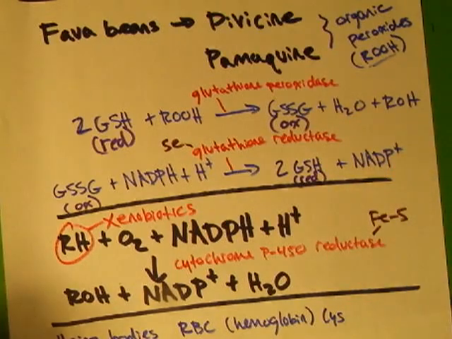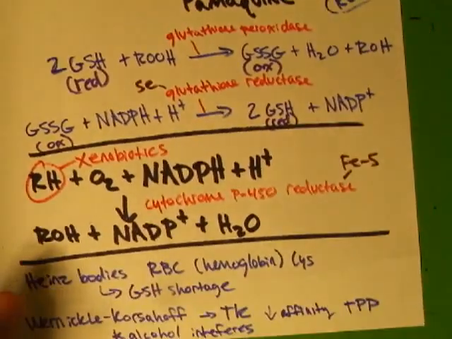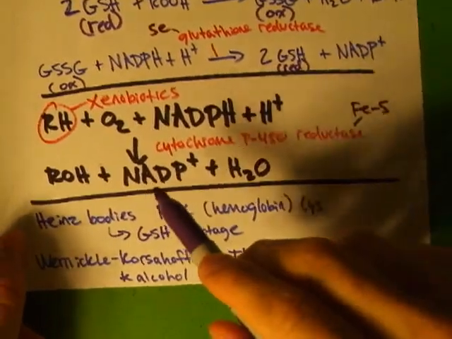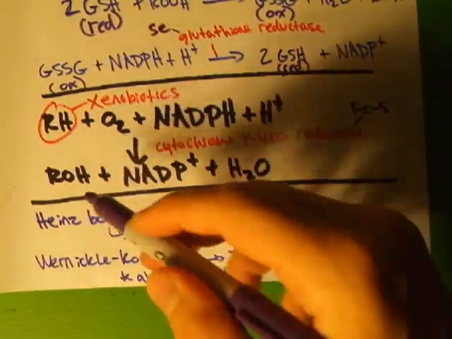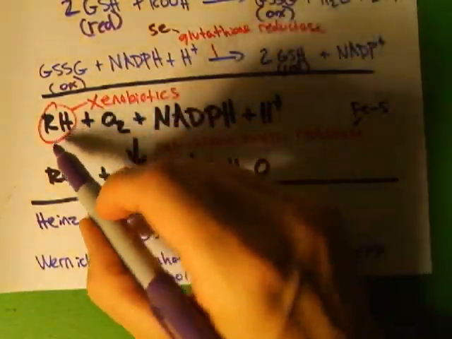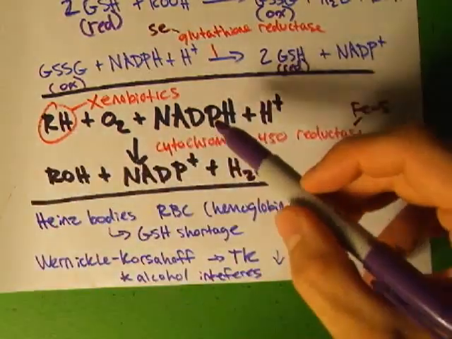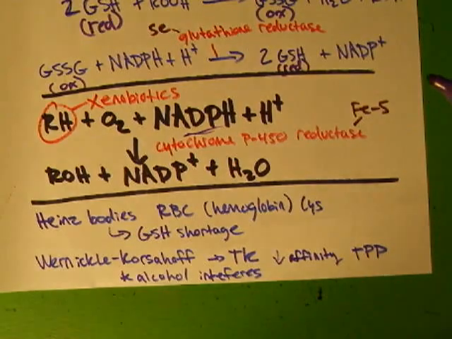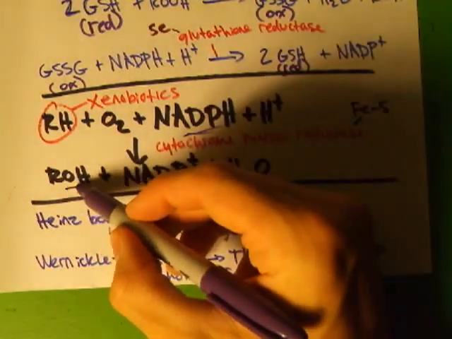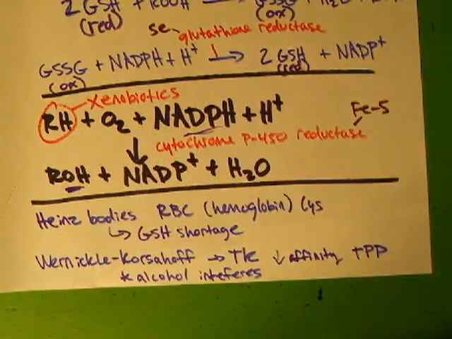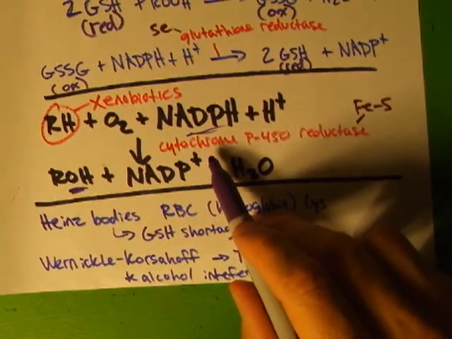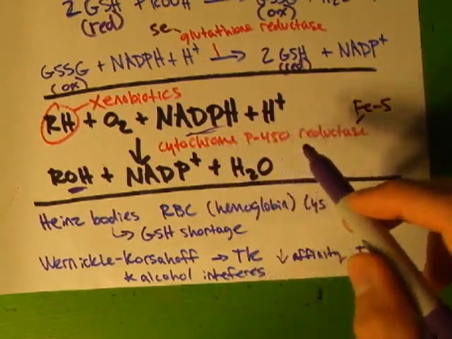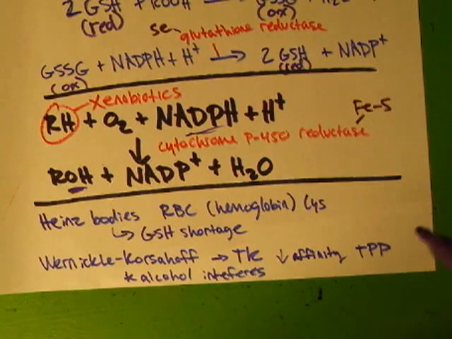While we're talking about the reactions to know, the other one to know is the elimination of xenobiotics. Xenobiotics is abbreviated as RH. So that's another one that has NADPH being used to eliminate it into a more neutral, safe form. And the enzyme for that is cytochrome P450 reductase, which has iron sulfur attached to it.